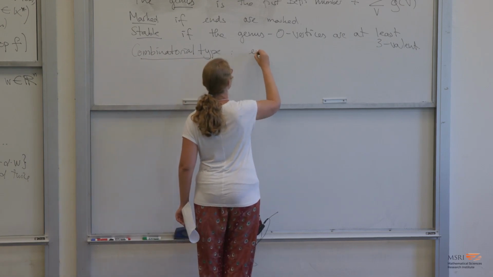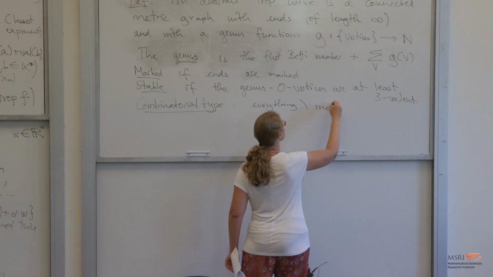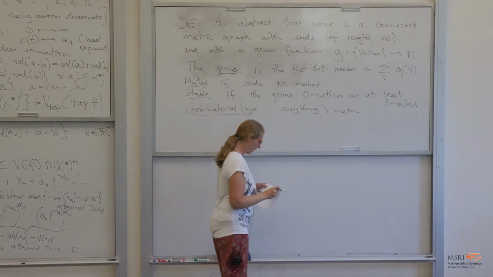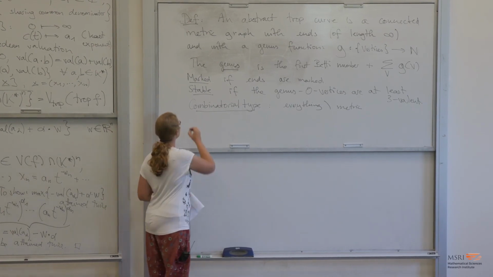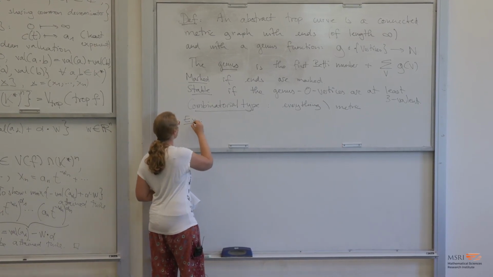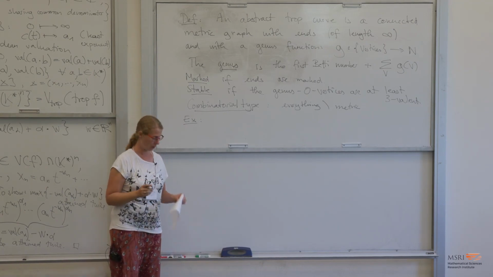Combinatorial type is everything minus the metric. So we forget about the length, but we keep all the rest. So let's discuss some examples. And let me actually do rational examples, because rational is the case I want to focus on. I want to count rational curves here.